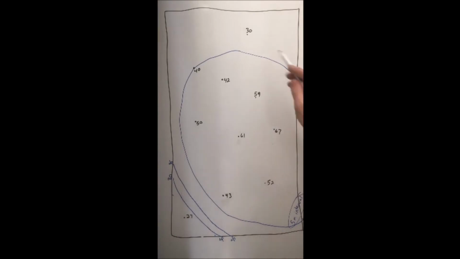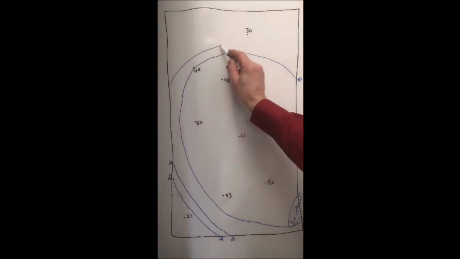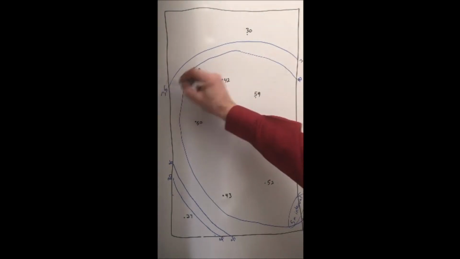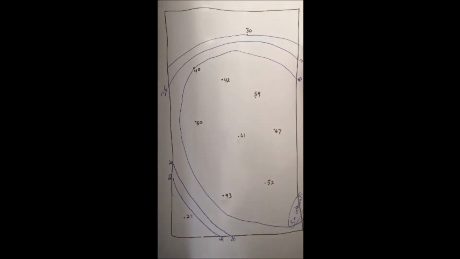But now I have this 40 line, and downhill of it I have a 30. So I know I need a 35 that goes between them. And then I can draw a 30 that goes through the 30 data point.